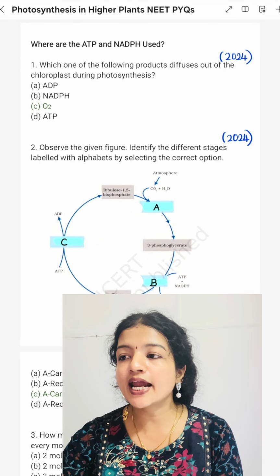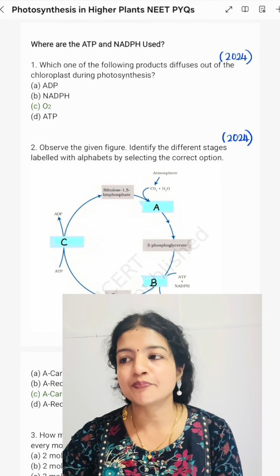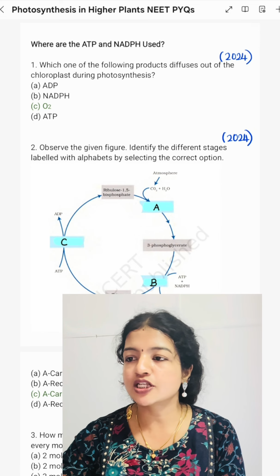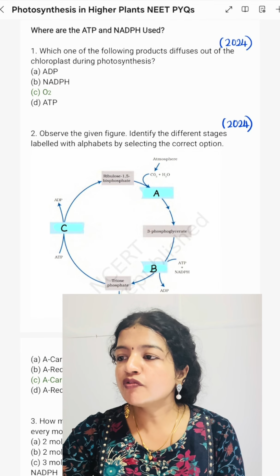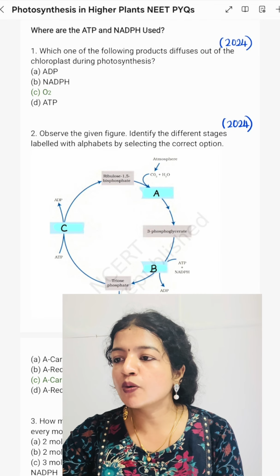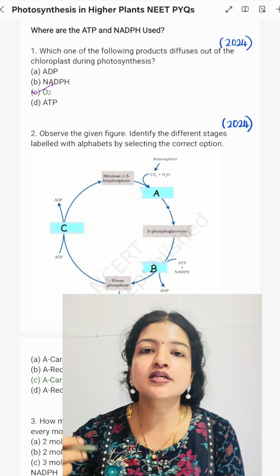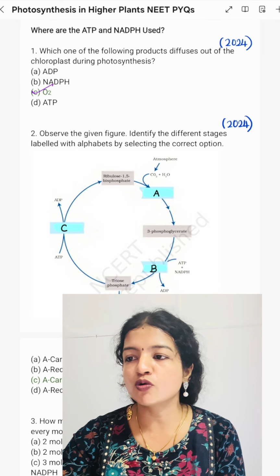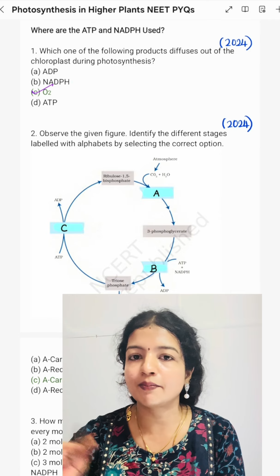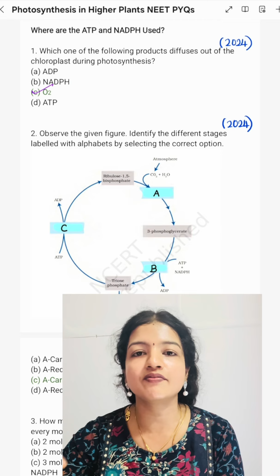Then where are ATP and NADPH used? Dark reactions ல இருந்து கேட்டிருந்த questions பார்க்கலாம். Which one of the following products diffuses out of the chloroplast during photosynthesis? So oxygen, it diffuses out of the chloroplast during photosynthesis. ADP, NADPH, ATP இதெல்லாம் diffuse out ஆகாது. Oxygen, it will diffuse out.